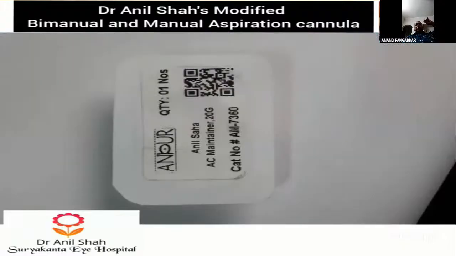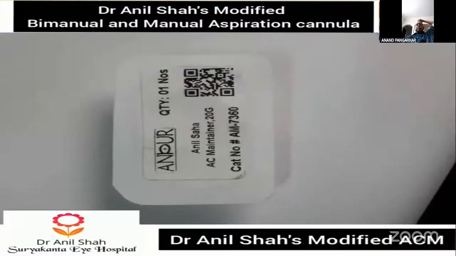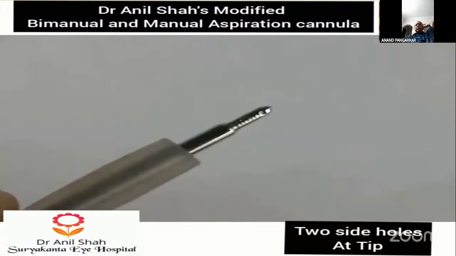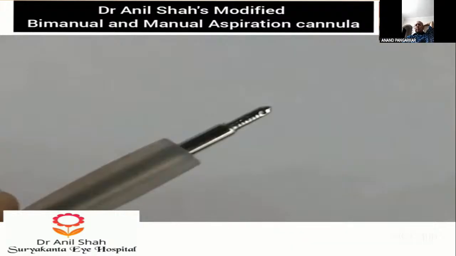Now this is my modified ACM which is available with the Ankur metal. The advantage is that it has got the two side holes at the tip, and this ACM can be attached to side port for aspiration and irrigation.